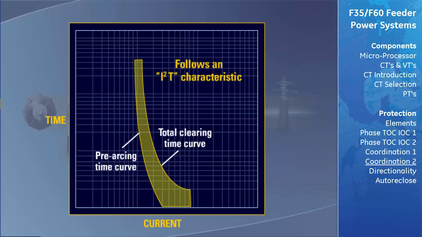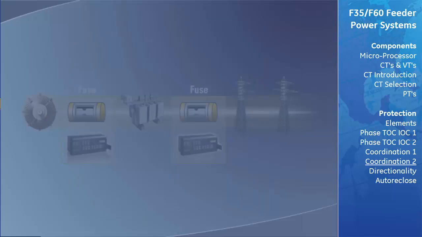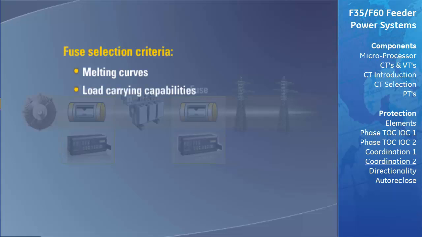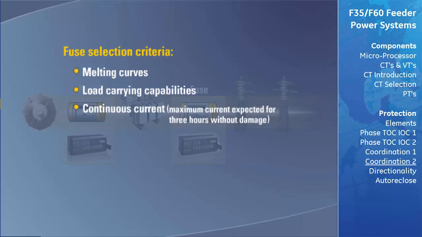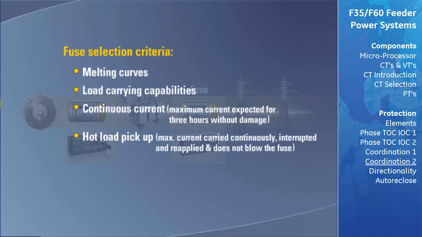The time current characteristic curve of a fuse follows an I²T characteristic. That is to say, as the current goes up, the time drops by the square of the current increase. When selecting a fuse, the criteria taken into consideration are as follows: the melting curves, the load carrying capabilities, the continuous current, which is defined as the maximum current expected for 3 hours without damage to the fuse, the fuse's hot load pickup, which is the maximum current that is carried continuously, then interrupted and immediately reapplied, which does not blow the fuse, cold load pickup, voltage rating, and interrupting rating.